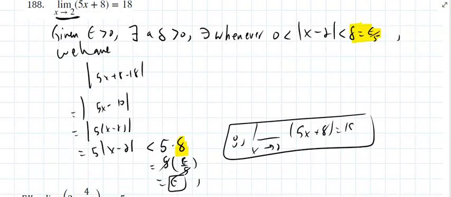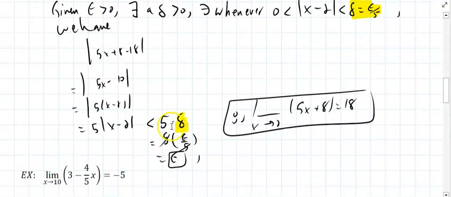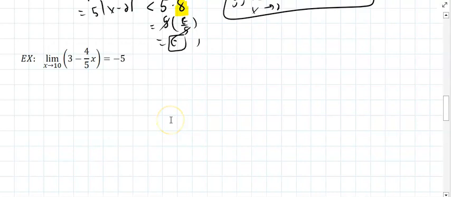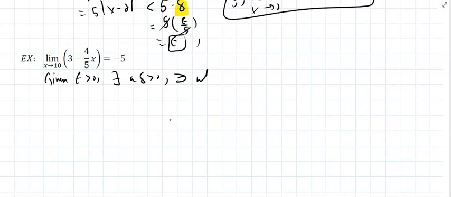That's pretty much what you have to do. There are two cases. This is the first case. Let's look at this problem. Given epsilon is bigger than 0, there exists a delta bigger than 0 such that whenever, okay, why am I having a hard time writing whenever, man?